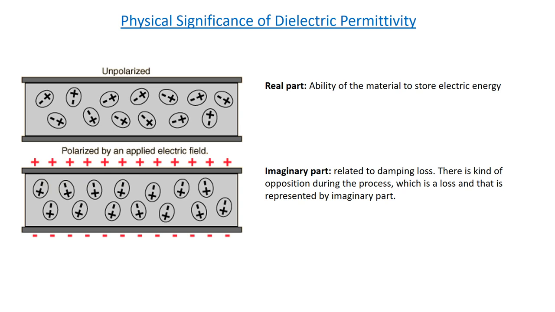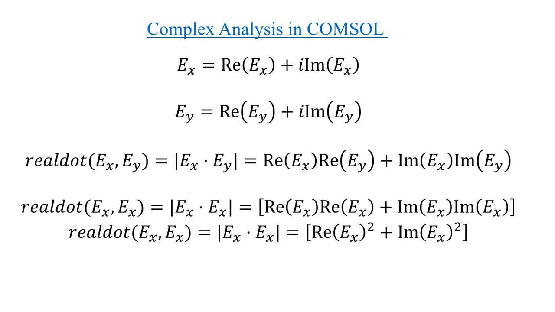So moving forward with the complex analysis, here I have taken an example of two complex numbers, EX and EY. EX has a real part plus i times an imaginary part. Similarly, EY has a real part plus i times an imaginary part. Now in many cases, when we do analysis of, say, complex pressure or complex optics, we need to do a dot product between two complex numbers, which is EX dot EY. It is represented by this modulus of EX dot EY. So in COMSOL, that particular operation is given by this operator, which is called realdot.